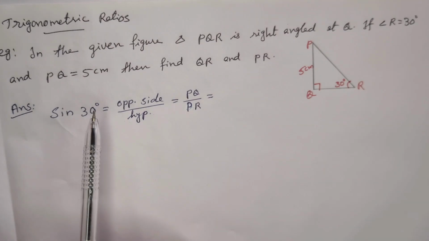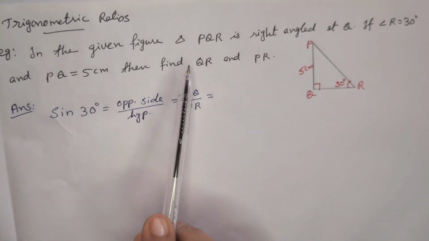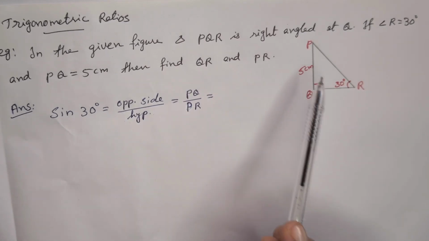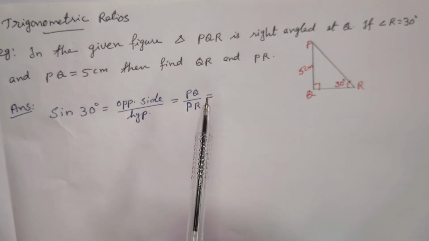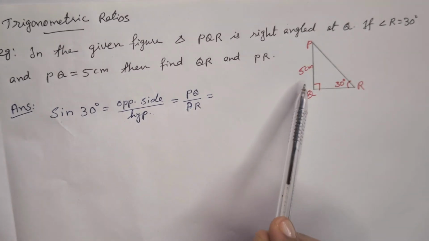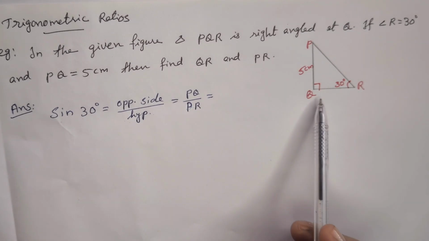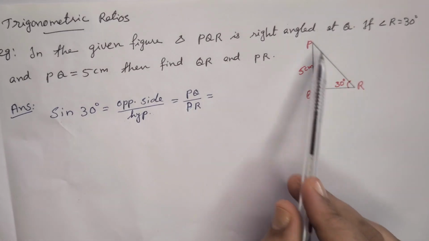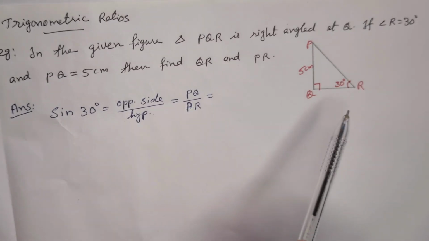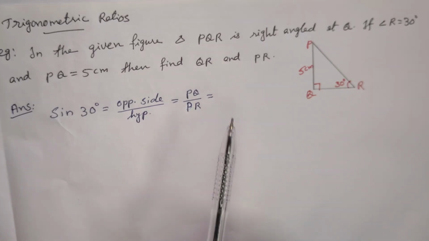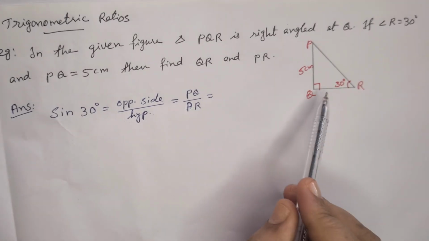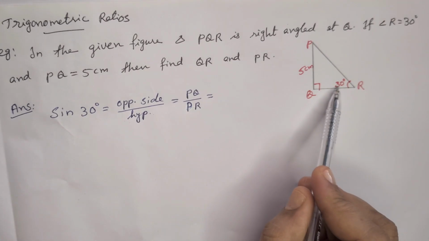An example for that. In the given figure, triangle PQR is right angled at Q. If angle R is equal to 30 degree and PQ is 5 centimeter, then find QR and PR. We are using here the ratios. The angle R is equal to 30 degree. First we are going to take sine 30 degree.